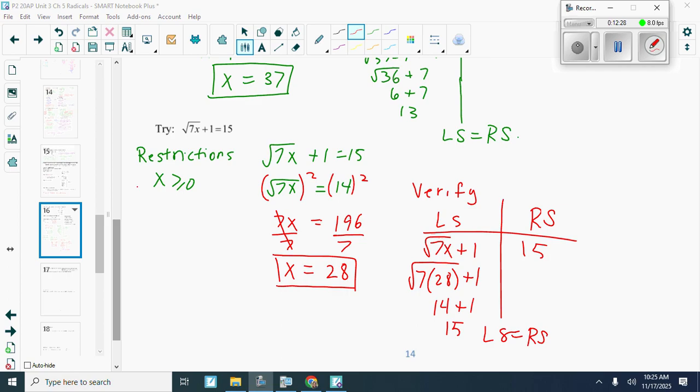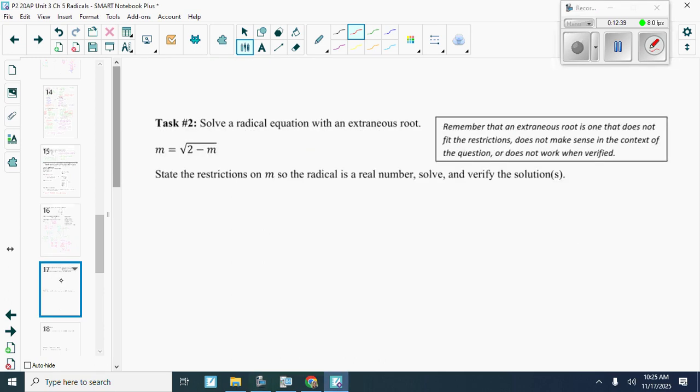Okay, now I'm going to show you what it looks like when we have a radical equation with an extraneous root, and then I'm going to get you guys up and going and trying some of these. All right, the next question is the one that we're looking at, solving an equation with an extraneous root.